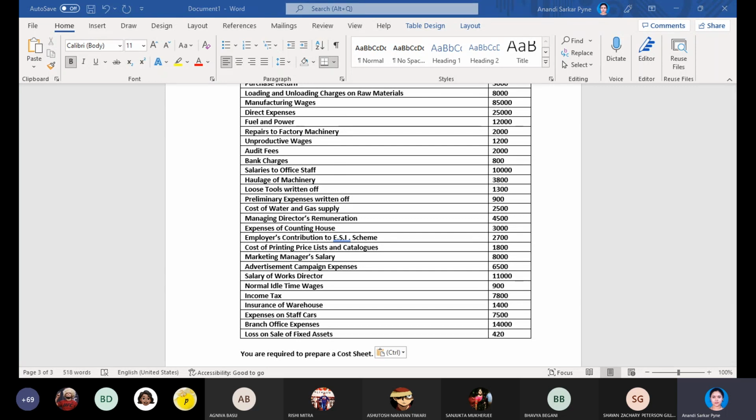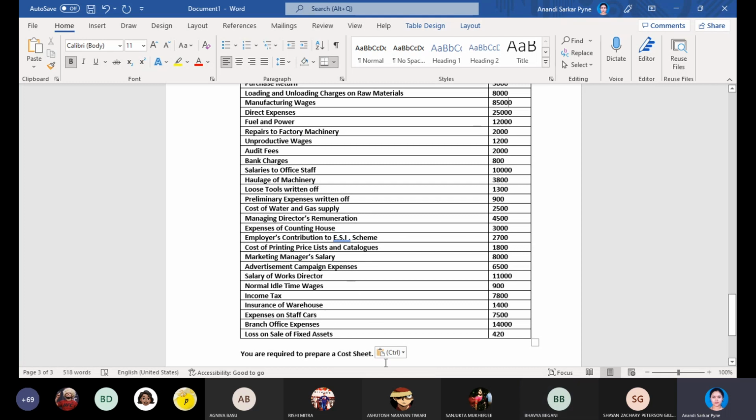Income tax. Income tax doesn't come in cost sheet. Income tax is a financial cost. So this will go in the notes. And insurance of warehouse. For insurance of warehouse, you are keeping the goods after you have produced them. So this will be selling and distribution. You're keeping goods in the warehouse, so basically it is a distribution expense.